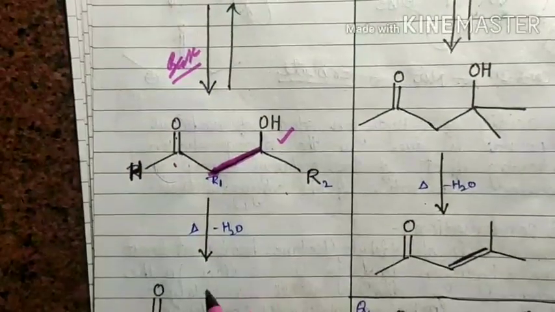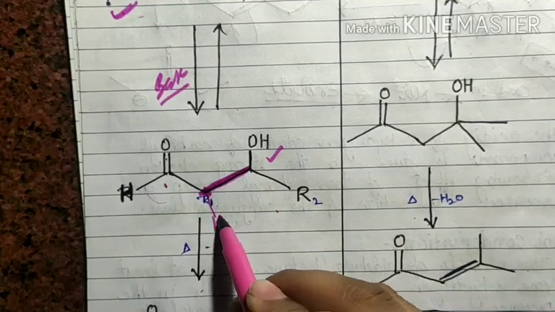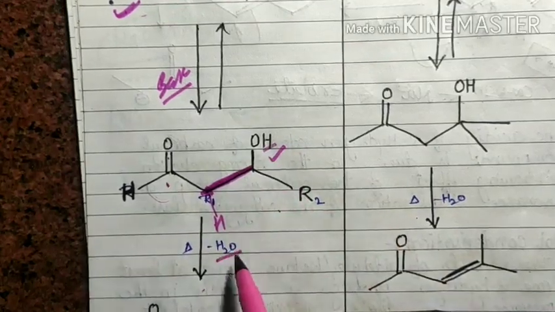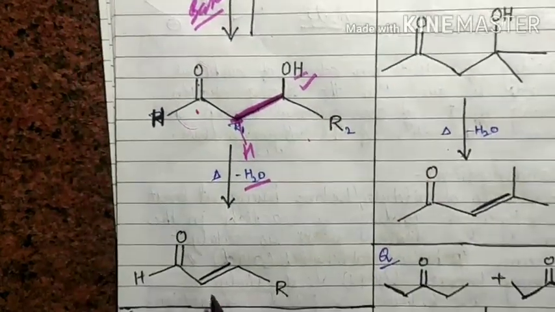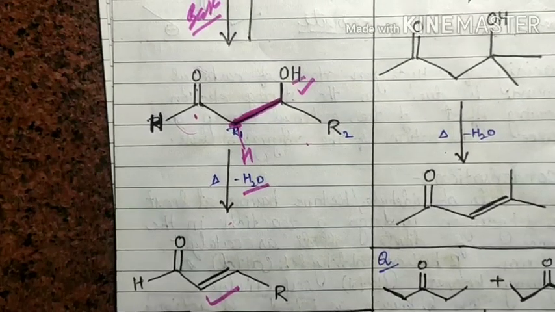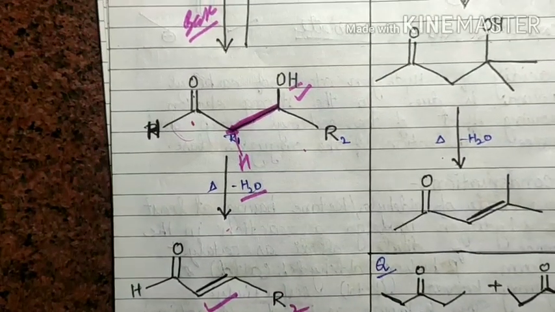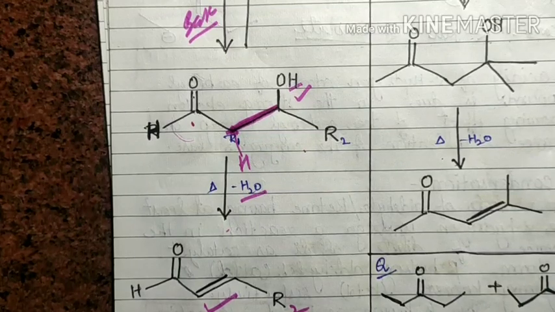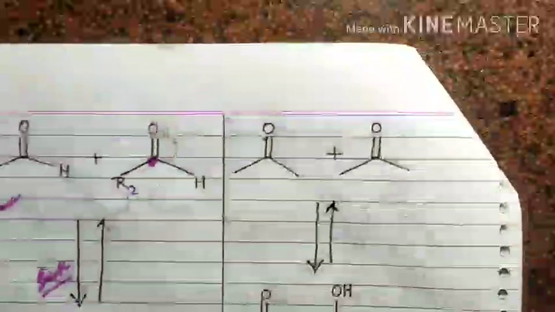And after heating, the alpha hydrogen from this center and the OH are removed as water, and the alpha beta unsaturated carbonyl compound is prepared here. So this one is R2. I hope you understand how to write the product of aldol. So next, let's move to another example.